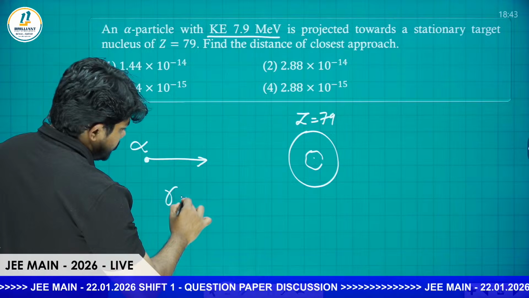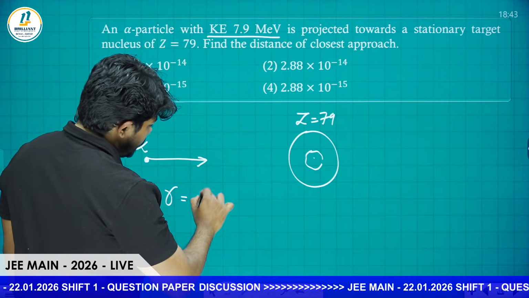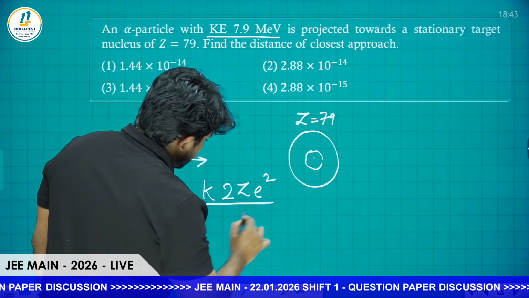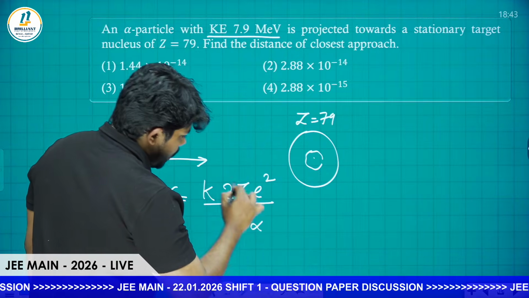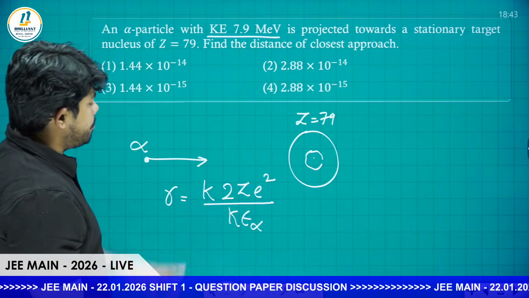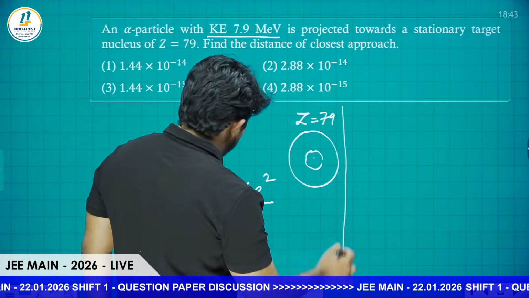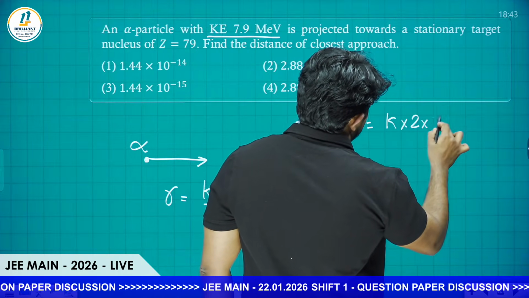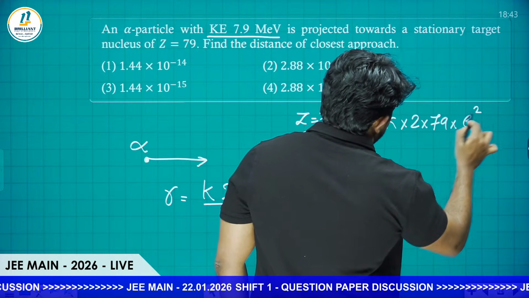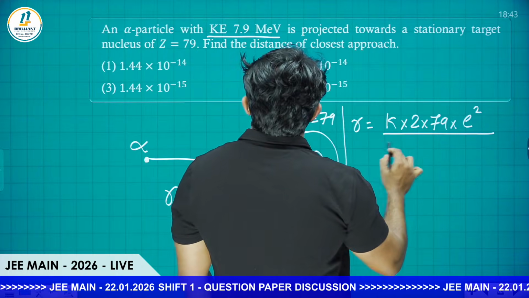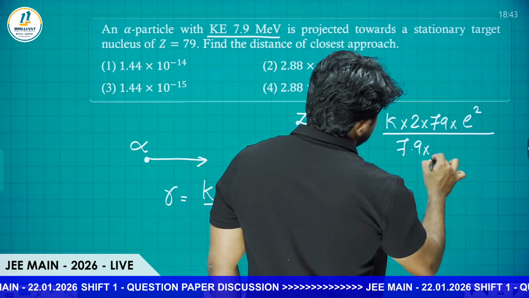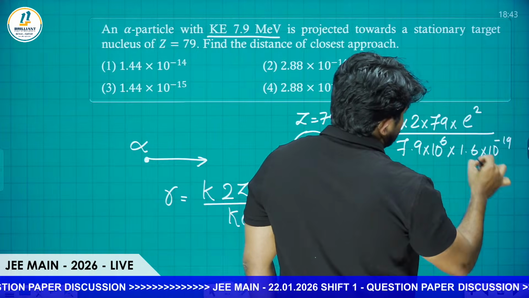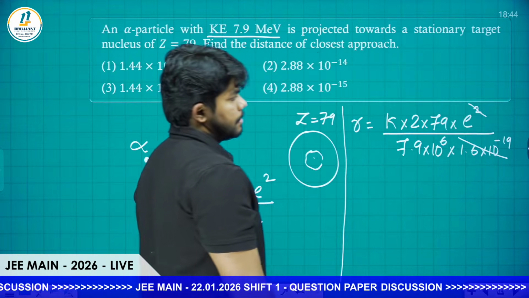So we know that the distance of closest approach is nothing but k times 2Ze square divided by the kinetic energy of alpha, and that is given in MeV. So I can substitute the values: R is equal to k times 2 times 79 times e square divided by KE. KE is 7.9 times 10 raised to 6 times 1.6 times 10 raised to minus 19. So this and this can get cancelled.